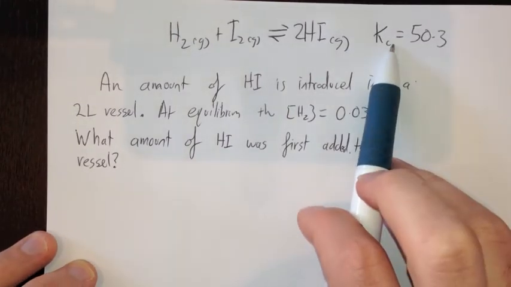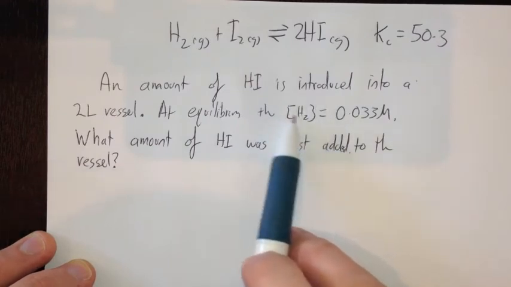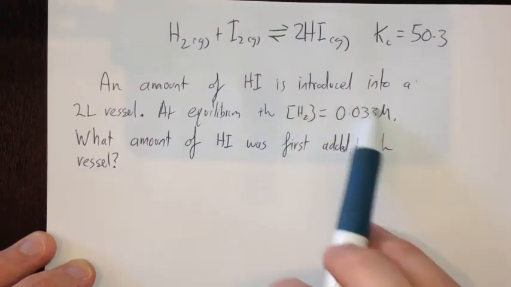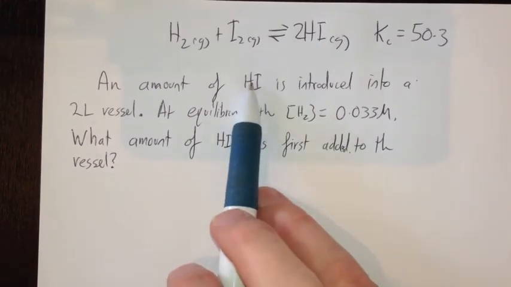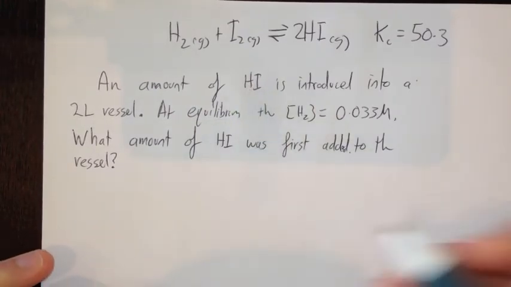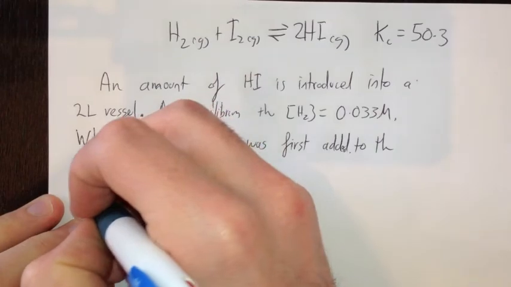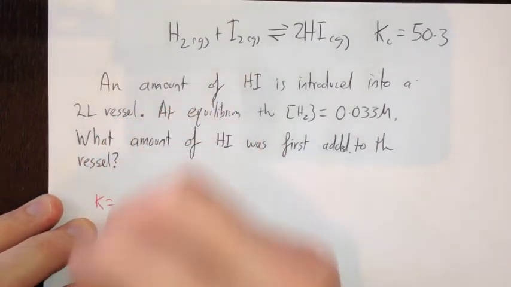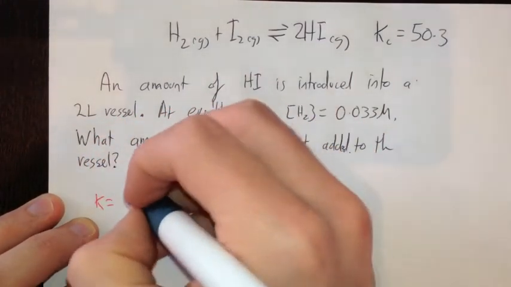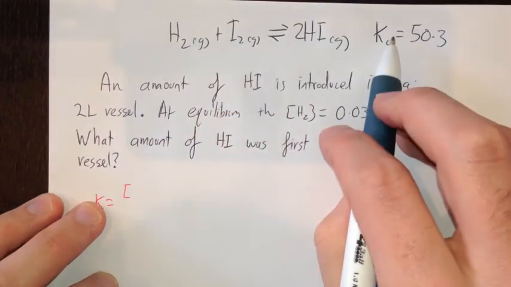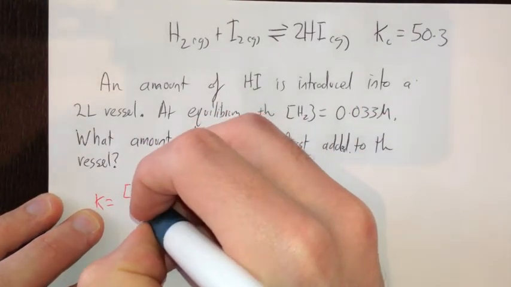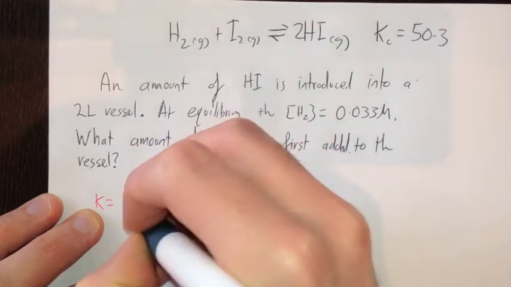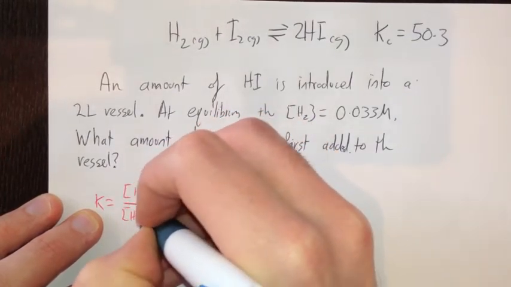Obviously we've got a K value here. We've got an equilibrium concentration, and we say at the start, only this was added to it. So first of all I'm going to write down my equilibrium constant equation. Because I know it's equilibrium, it's probably going to be helpful. So I'm going to go products over reactants.